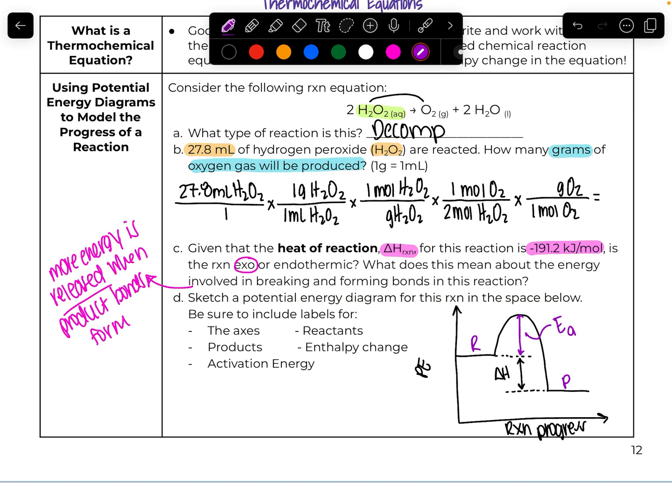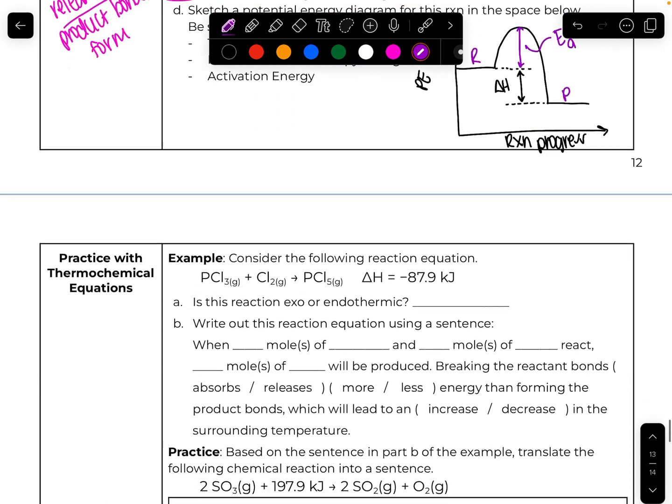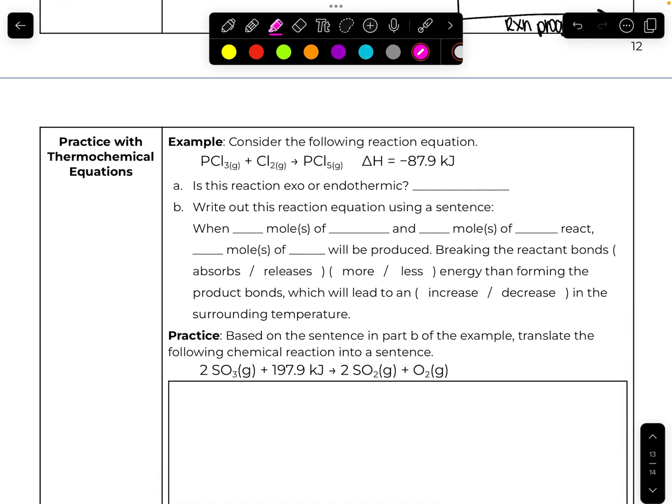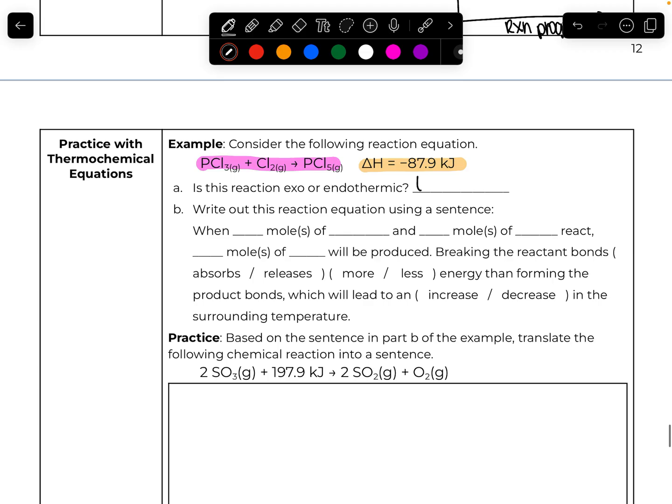Now we're going to talk thermochemical equations. This is an example of a thermochemical equation that you see right here. A thermochemical equation is a chemical equation that has thermochemical data in it. So the chemical equation part is this. The thermo part is this, the change in enthalpy that we're given for this reaction. So stop and think, is this reaction exo or endothermic, and how do you know? It has to be exothermic because what we see is that our delta H is negative. This means more energy is being released here.